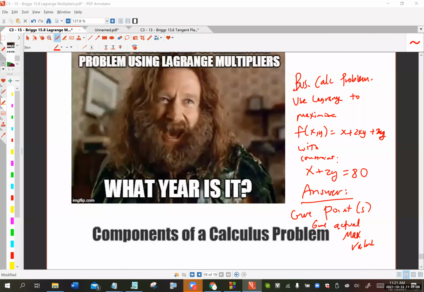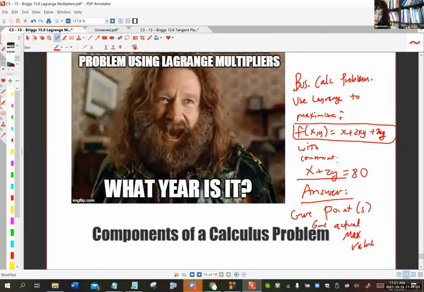Okay, so I have a problem right now, a business calculus problem. Use Lagrange multipliers to maximize this function, f(x,y) = x + 2xy + 2y, with this constraint, x + 2y = 80. Use the Lagrangian function I mentioned.